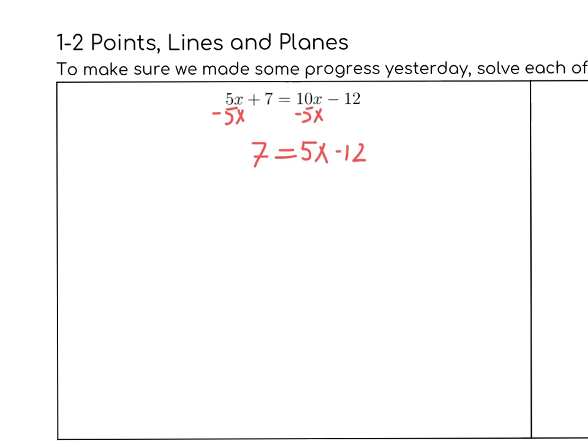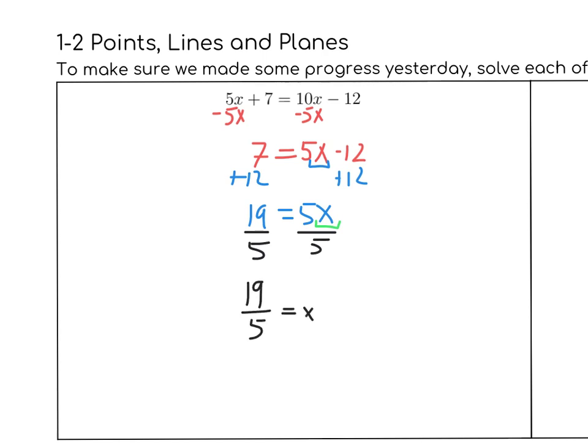Now if I want to get x by itself, I've got to add 12 to both sides, and that leaves me with 19 is equal to 5x. And again, my goal is to get x by itself. To undo 5 times x, we've got to divide by 5. And we end up with 19 over 5 is equal to x.